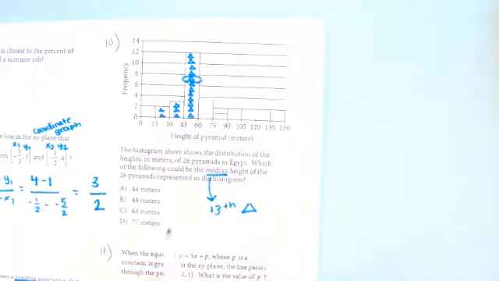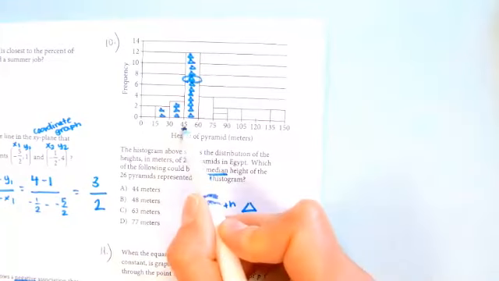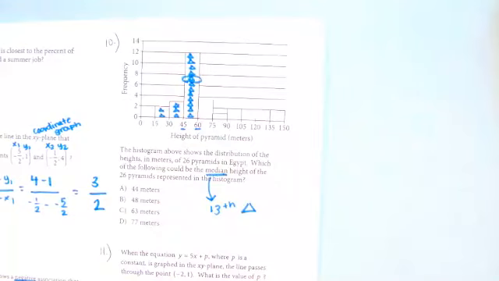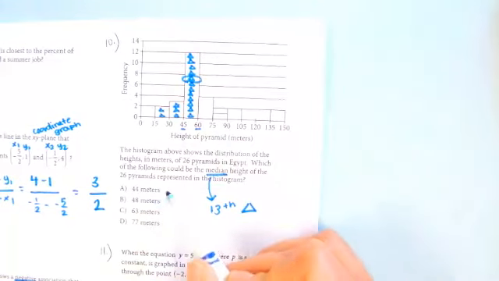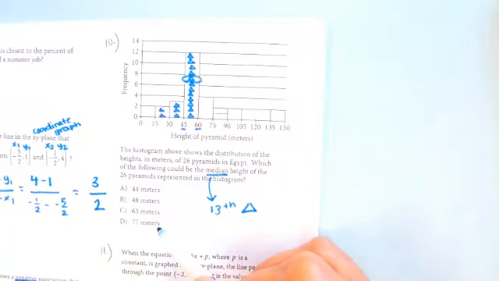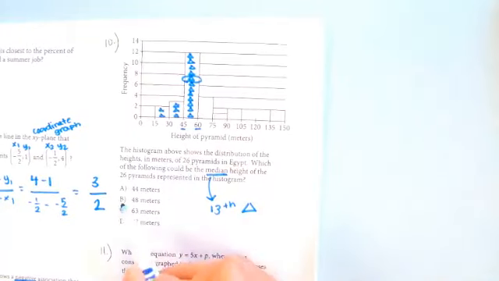So the question is, that's the 13th pyramid. What's the height going to be? And so you look down here, it's somewhere between 45 and 60 meters. So our choices are 44, 48, 63, or 77. Well, which one of these lands between 45 and 60 is B, 48 meters.